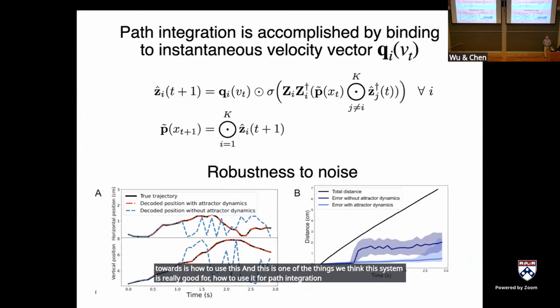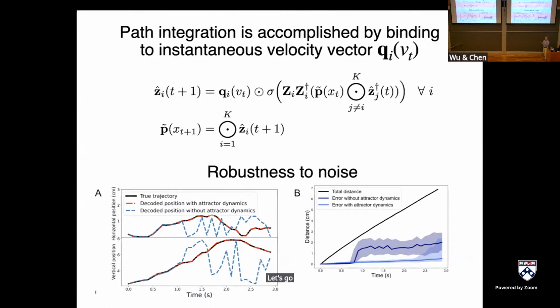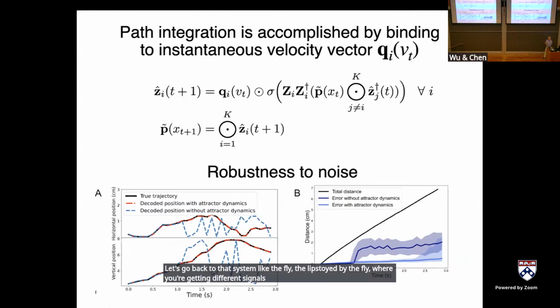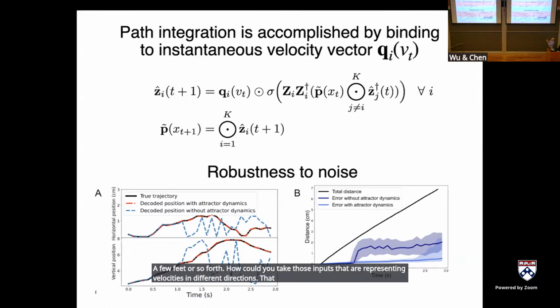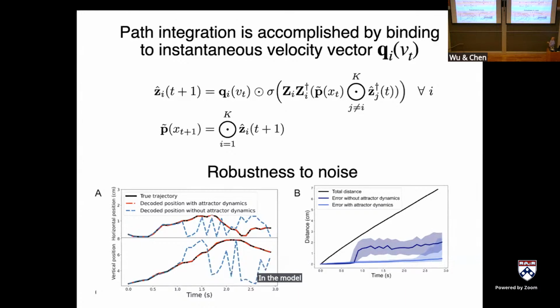So let's go back to that system, like the ellipsoid body of the fly, where you're getting different signals that are not indicating which way you're heading, but which way you're moving. Like I just turned the head 10 degrees, or I just moved a few feet and so forth. How could you take those inputs that are representing velocities in different directions? That's this vector here, and then binding it to these residue number system modules in the model, you can do very efficient path integration.